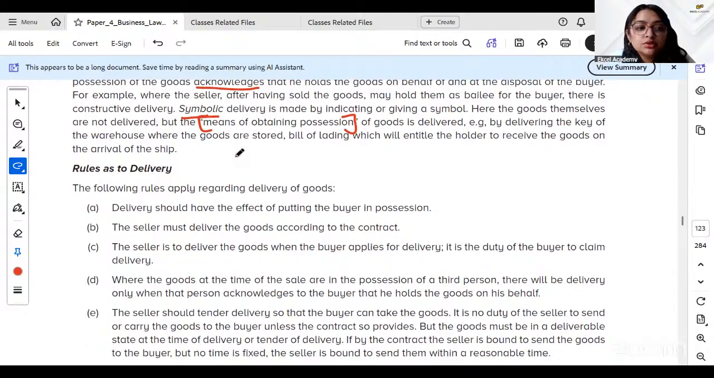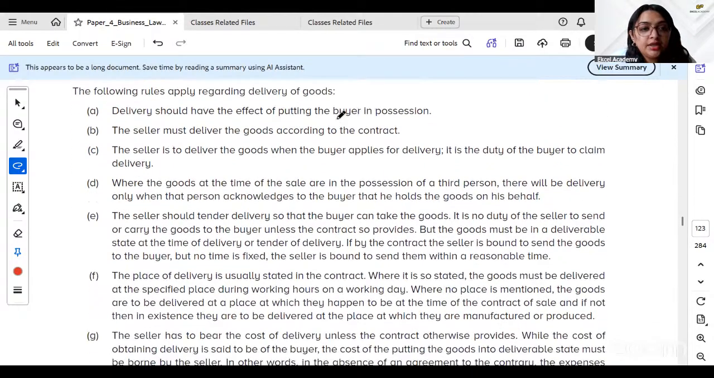What are the rules of delivery? The buyer should come into possession, and it should be as per the contract. The duty of the seller is to deliver the goods when the buyer applies for delivery. Where the goods at the time of sale are in the possession of a third person, there will be delivery only when that person acknowledges to the buyer that he holds the goods on his behalf. Suppose the goods are not at his godown but at someone else's godown, but he has acknowledged that yes, I will be sending it to you from the other person's godown. The seller also should tender delivery so that the buyer can take the goods.